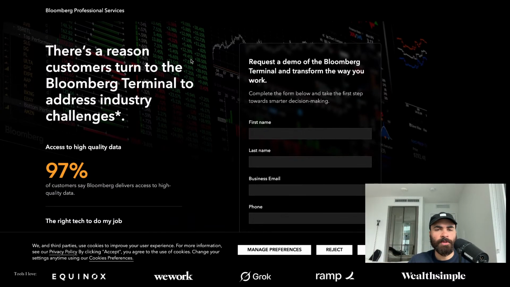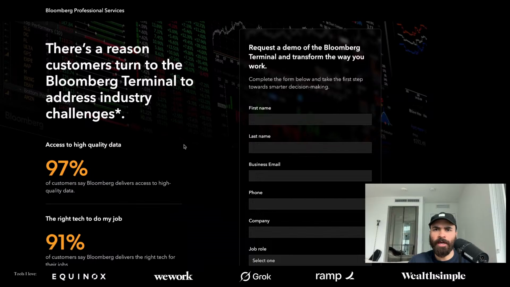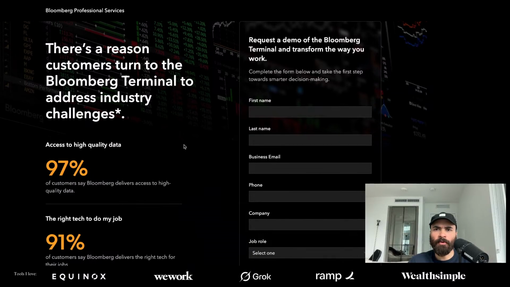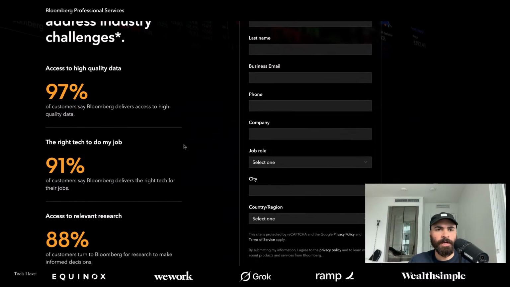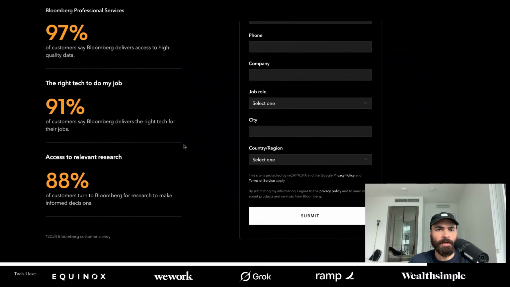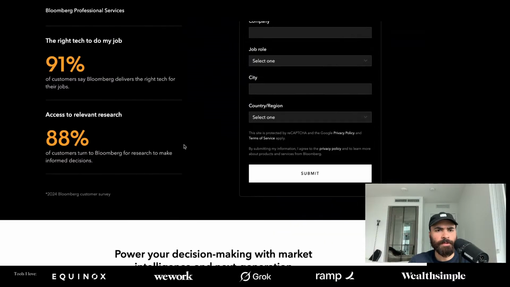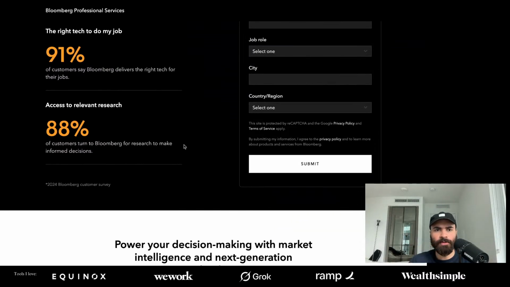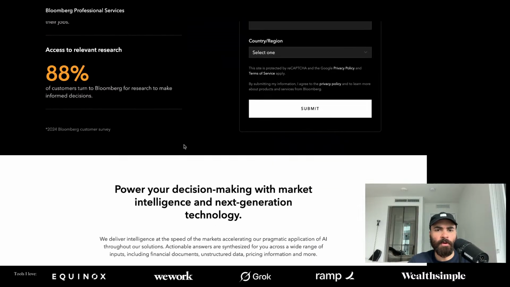There's a reason customers turn to the Bloomberg Terminal to address industry challenges. Request a demo of the Bloomberg Terminal and transform the way you work. Access to high quality data. 97% of customers say Bloomberg delivers access to high quality data. The right tech to do my job. 91% of customers say Bloomberg delivers the right tech for their jobs. Access to relevant research. 88% of customers turn to Bloomberg for research to make informed decisions.